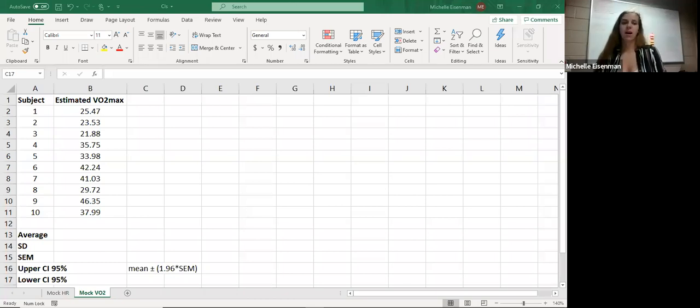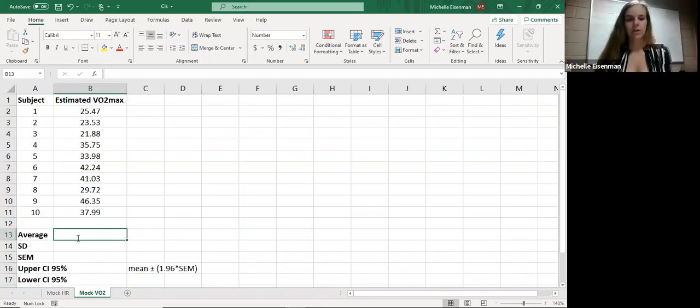There are a number of different confidence interval formulas that you can use. I'm going to show you the one that we're going to use as it has to do with 95% confidence. Let me share my screen with you. Okay, right now here is just data on estimated VO2 max, just random numbers. Over here, you can see the formula for calculating CIs, but we'll get to that in a second.